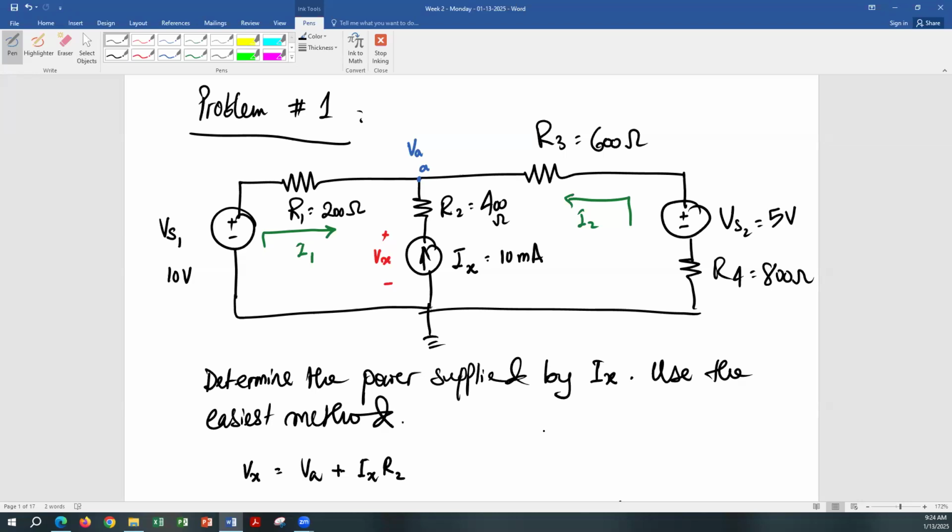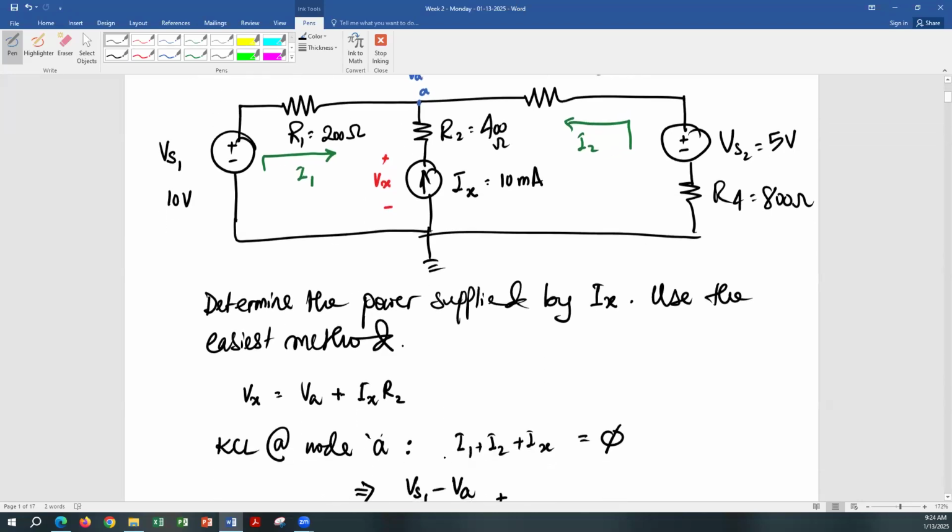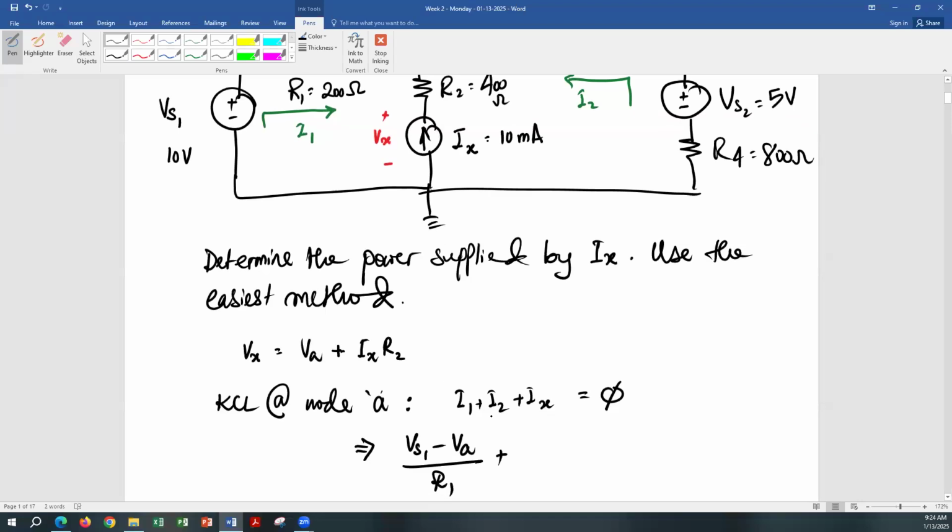So what will be the equation then? VS2 minus VA over R3 plus R4. That's the total current, I2. VS2 minus VA.